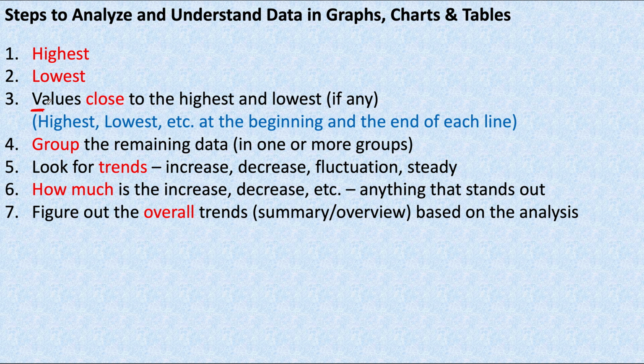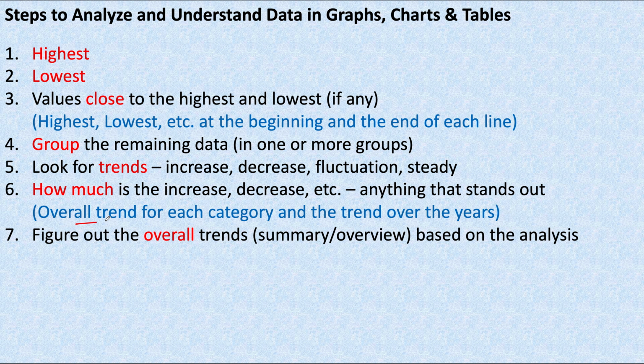Next, group or categorize the rest of the data. Look for trends. Trends are increase, decrease, fluctuation, remaining steady, etc. Next, look for the details of the trends. How much has something increased or decreased? Is there anything that stands out that is different from the rest of the changes? This includes both the overall trend, that is, when we look at just the beginning and the end of every line, and also the trend over the years, that is, within every line. Finally, figure out the overall trends based on this analysis.